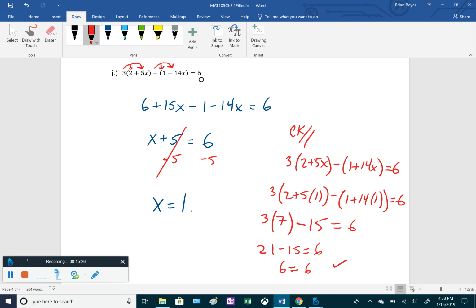So we know that we did it correctly. Okay, so that's it for section 2.1. Section 2.2 will get just a little bit more difficult.